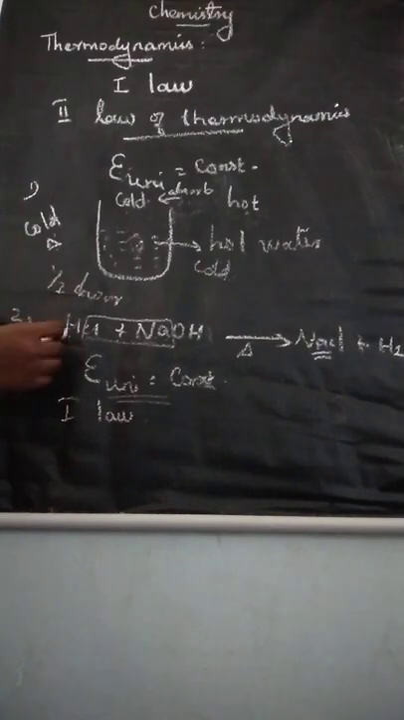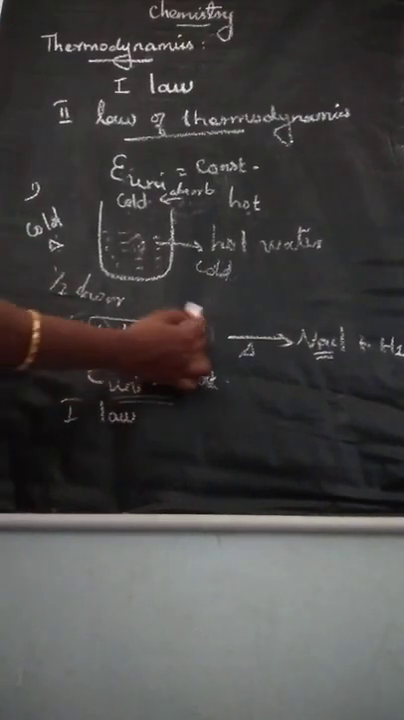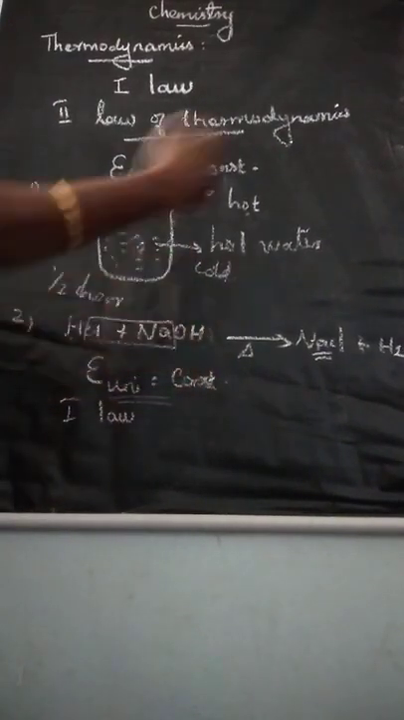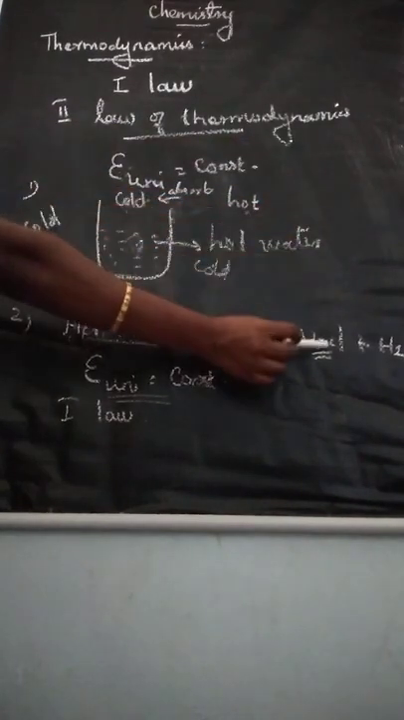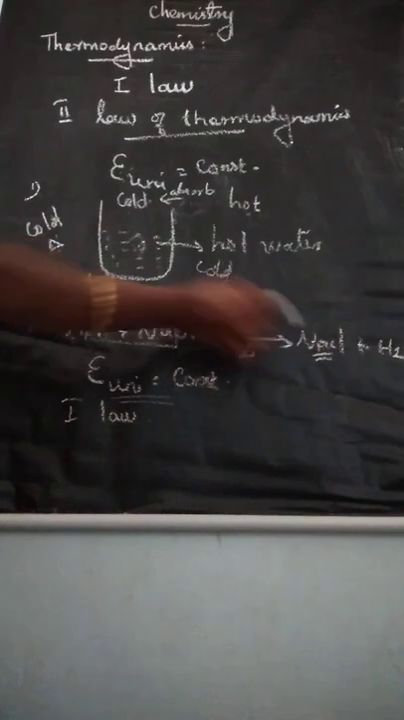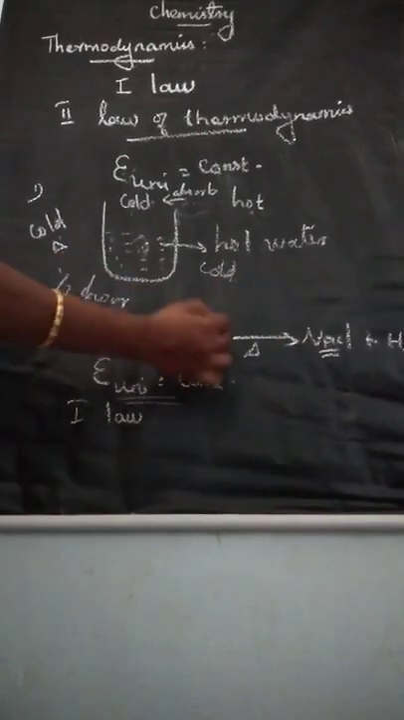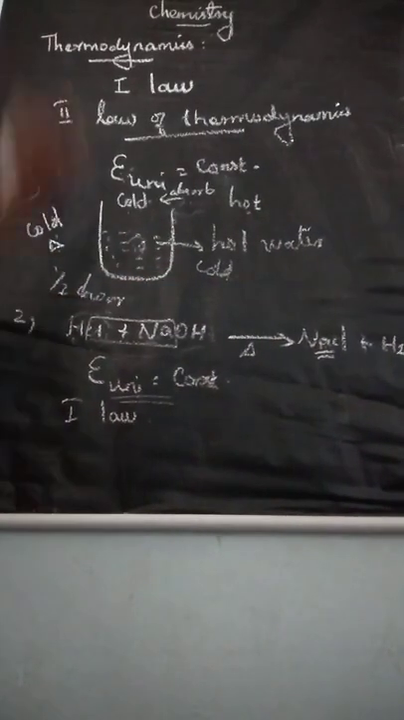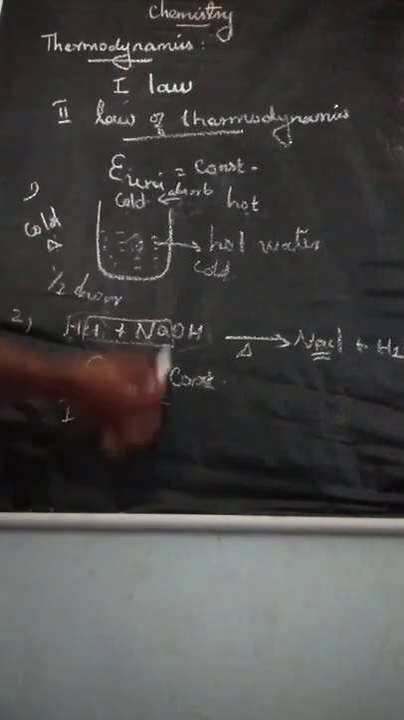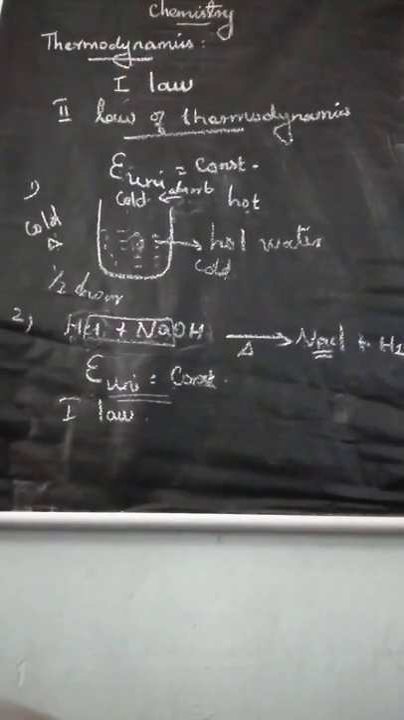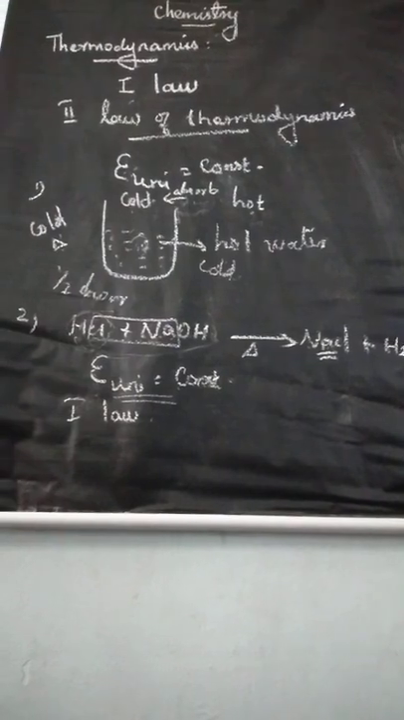In the same way, in the second example, hydrochloric acid mixed with sodium hydroxide forms sodium chloride and water. Here the sodium chloride absorbs heat energy to form HCl and NaOH. So totally, according to the first law, the energy of the universe is constant. Understand? Okay, now we can see the next topic: statements of the second law of thermodynamics.